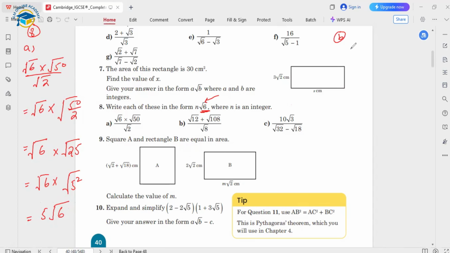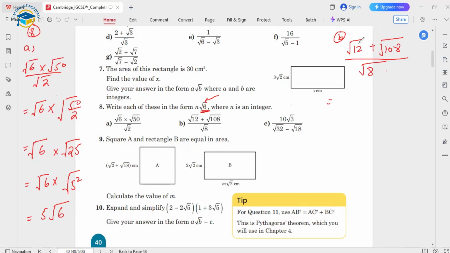In the B part, they gave us square root 12 plus square root 108 over square root 8. As the numbers in the numerator are given in the form of addition, we can't simplify the way I divided 50 and 2 directly over here. I can't divide any of the numbers right here because of this addition sign. It means that we first need to simplify the numerator, then we will work with the denominator.